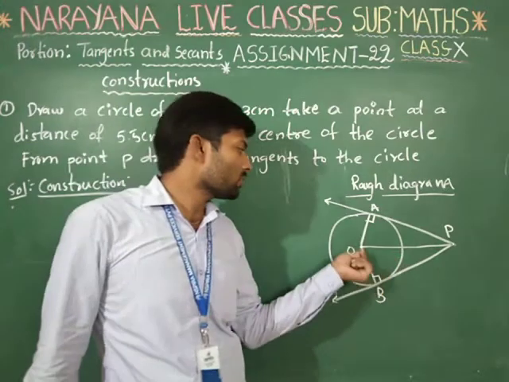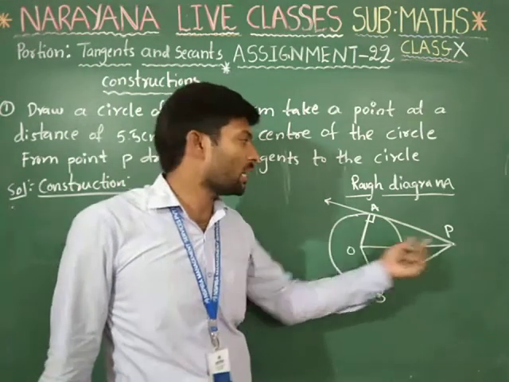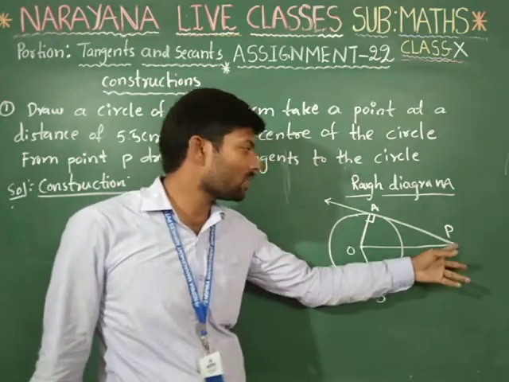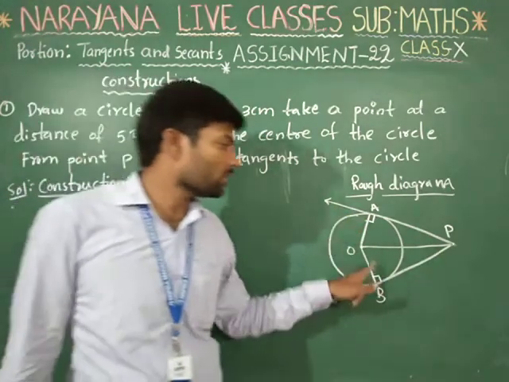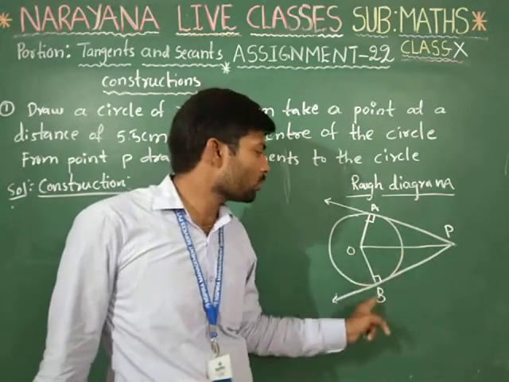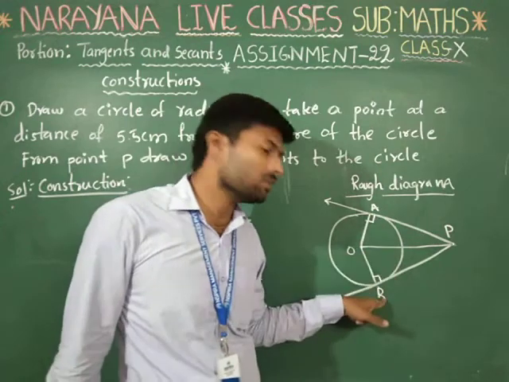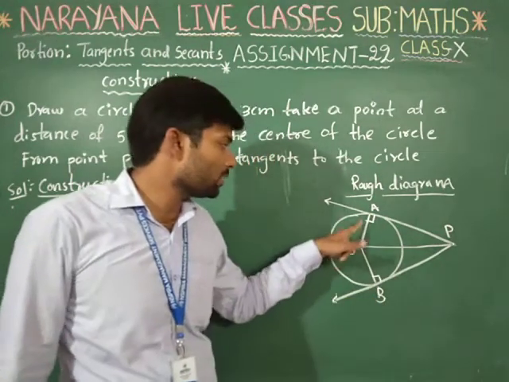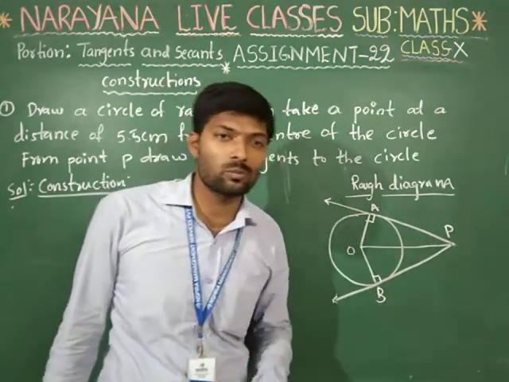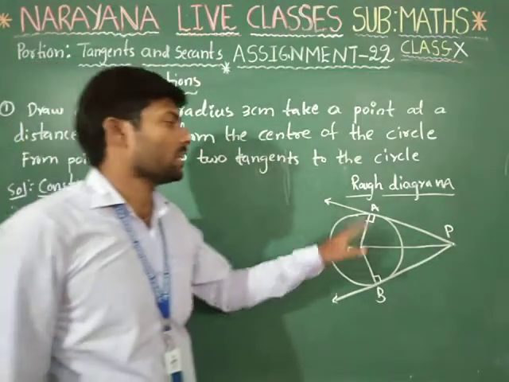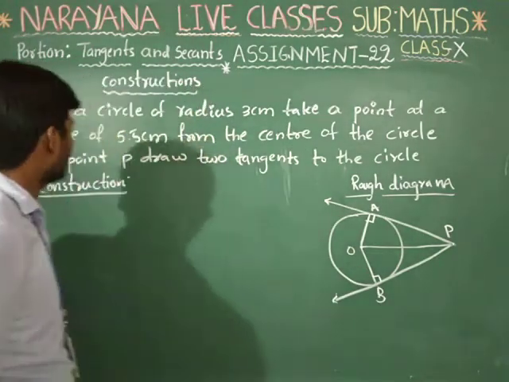So this is the rough sketch where O is the center of the circle and P is the external point. From that we have to draw two tangents to the given circle. They will touch at two different points, the first one is A and the other is B. The angle between the radius and the tangent must be perpendicular, that is 90 degrees. Let us see the main sketch.